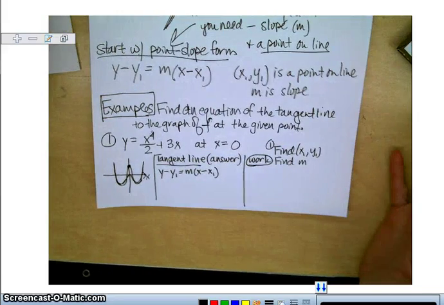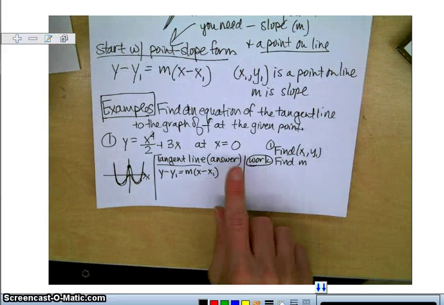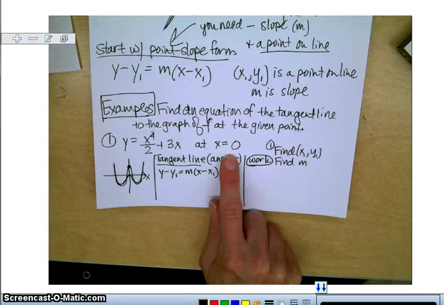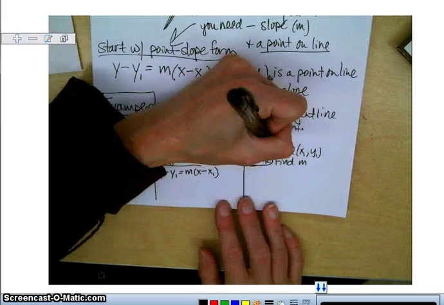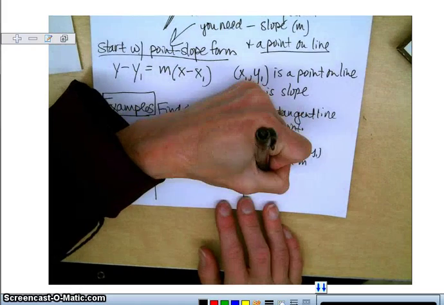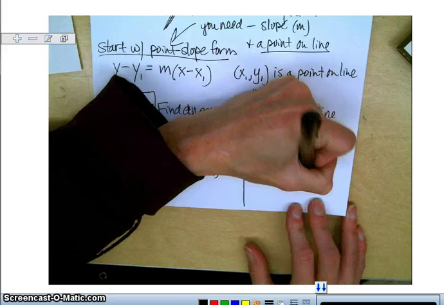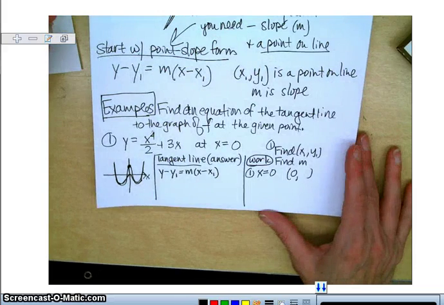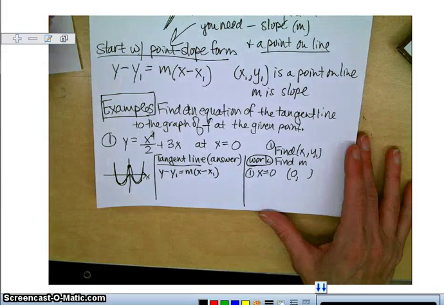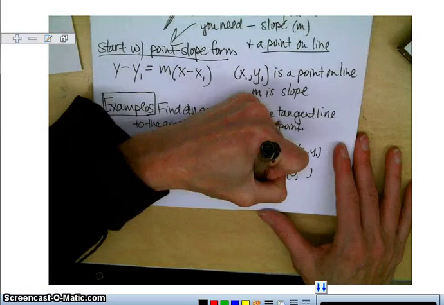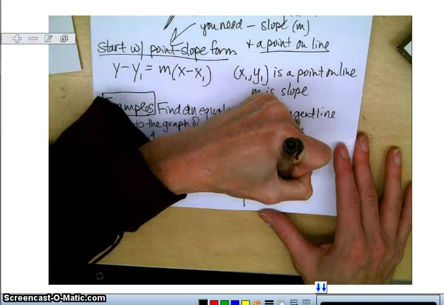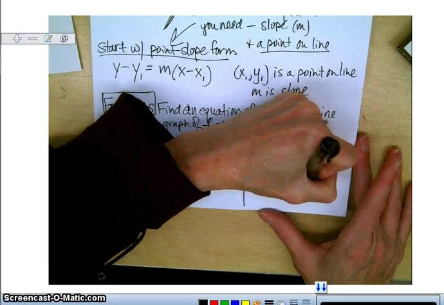And sometimes they just give it to you. If they give you an ordered pair, then you already have x1, y1. But in this case, they don't. They just say x equals 0. How do I find the y? So I know that x1 is 0. How do I find the y value? Plug 0 into x. Very good. Plug 0 into the function.